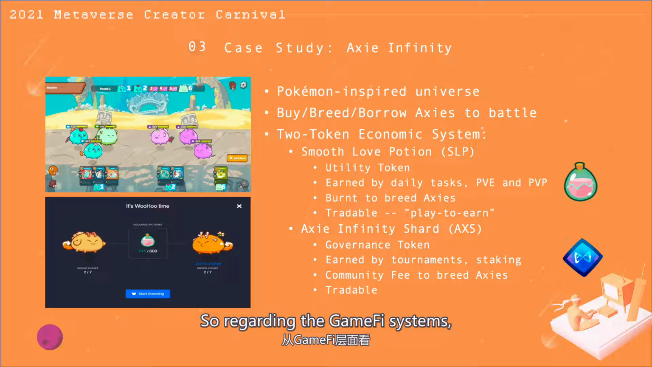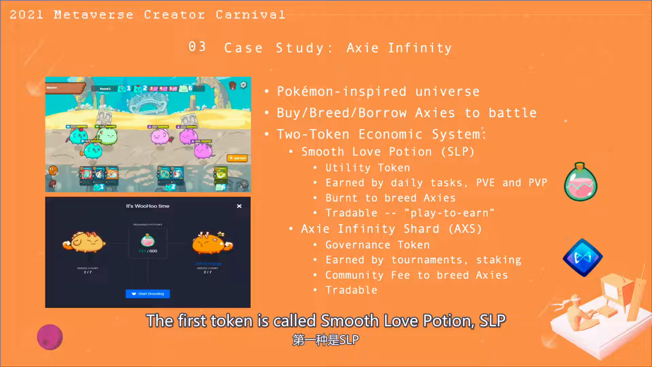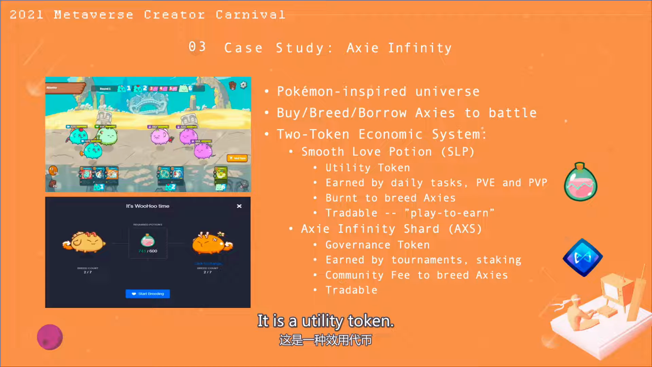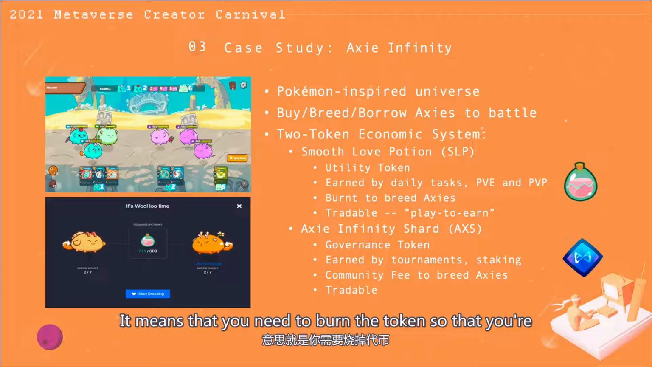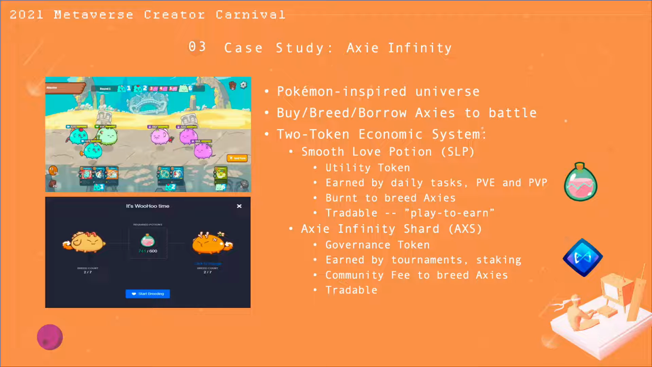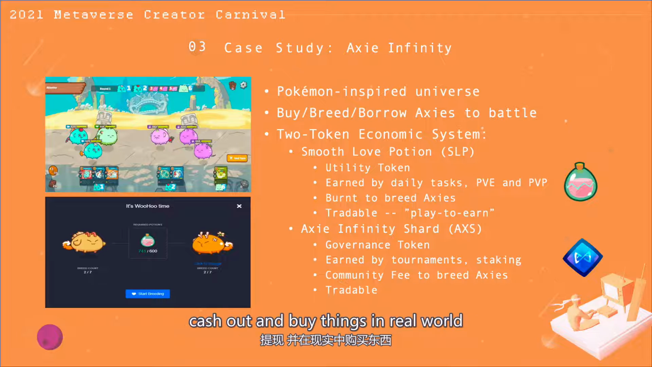So regarding the GameFi systems, AC Infinity adopts two-token economic approach. The first token is called Smooth Love Potion SLP. It is a utility token. You can earn SLP by doing daily tasks, by completing PvE or PvP. So what do you mean by utility token here? It means that you need to burn the token so that you're able to breed the aces. Of course, the SLP token is tradable. That is the meaning of play to earn, right? You need to convert the SLP to fiat tokens so that you're able to cash out and buy things in real world.